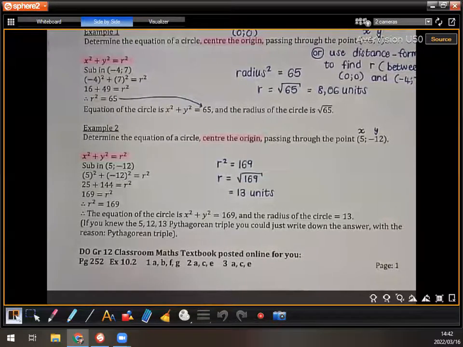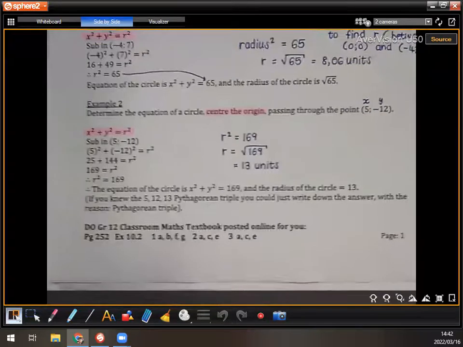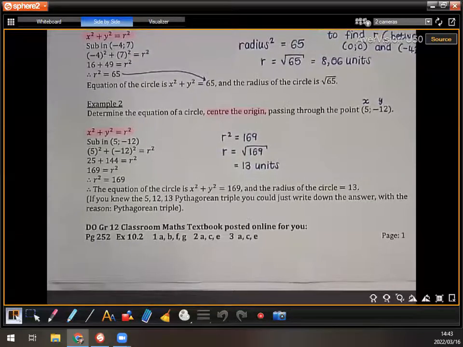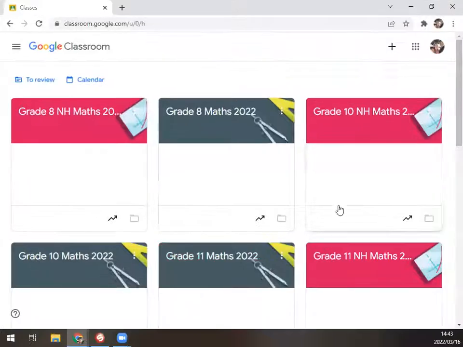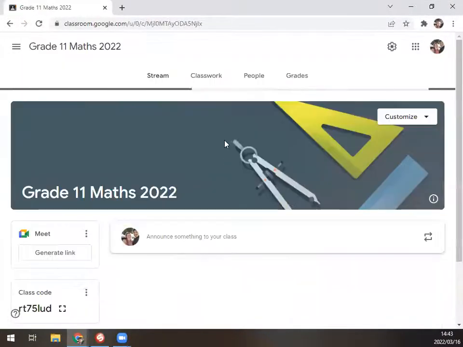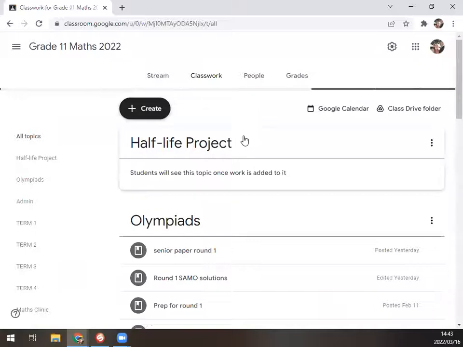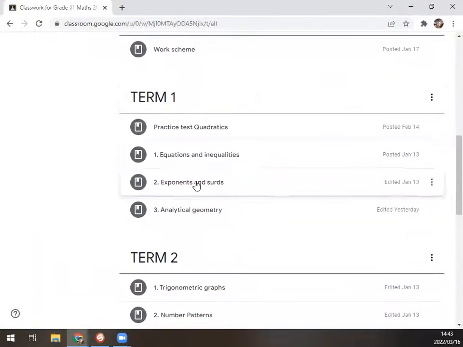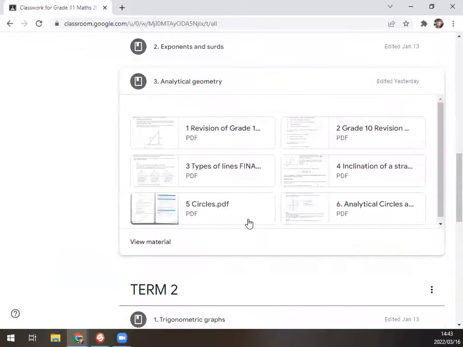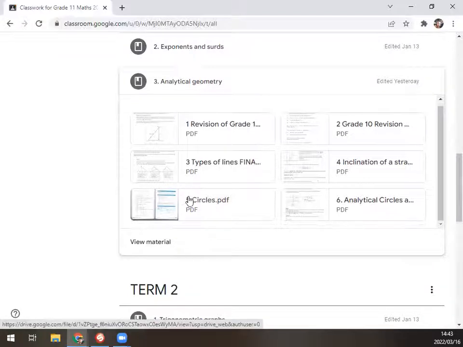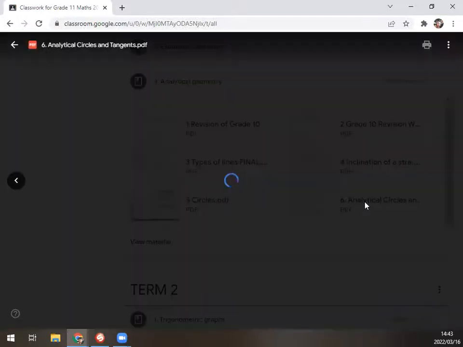Okay, do you have any questions on that, guys? That's all we're doing today. I'm just going to show you where to find this, because this is not from a grade 12 textbook, which you obviously don't have. So if you go onto the grade Google Classroom, let me just open it here quickly. If you go onto grade 11 maths and you go to classwork and you go down to term 1 analytical geometry, there you'll see number 5 circles, right? Number 6 is this note that we're looking at now.